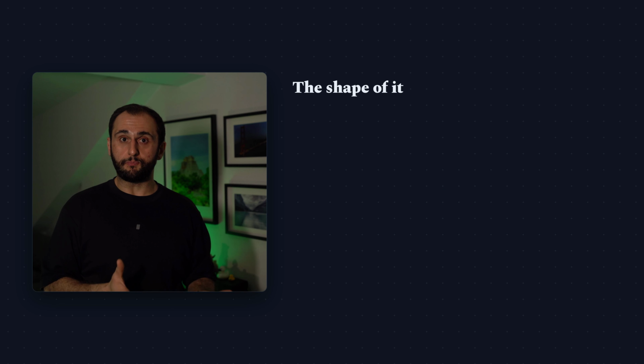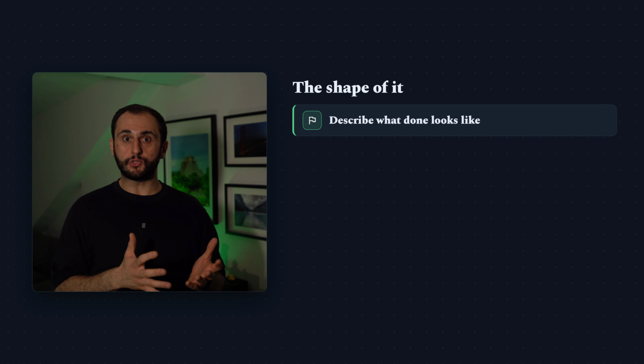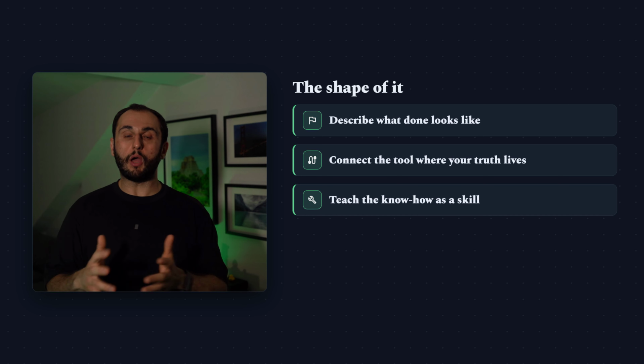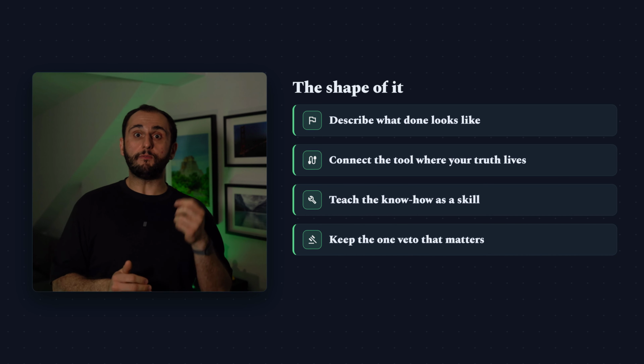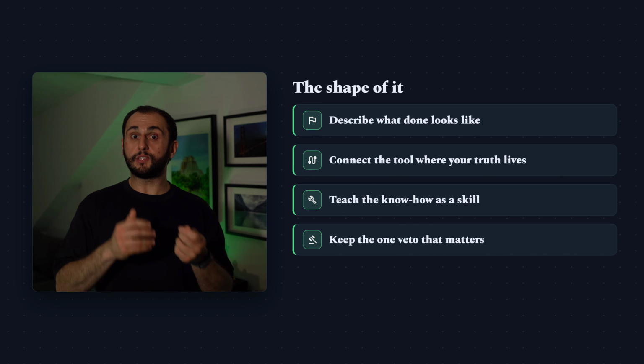So here's the shape now. You describe what done looks like. You connect the tool where your truth lives. You teach the agent the know-how as a skill. And you keep the one veto that matters because it's your document. The future of agentic work is less loop and more intent.